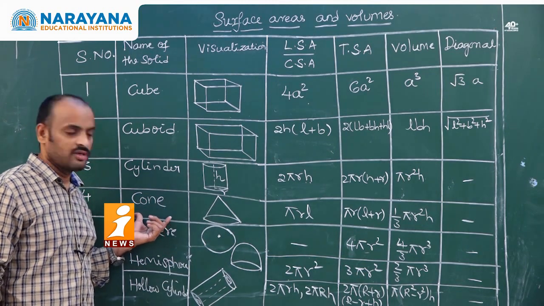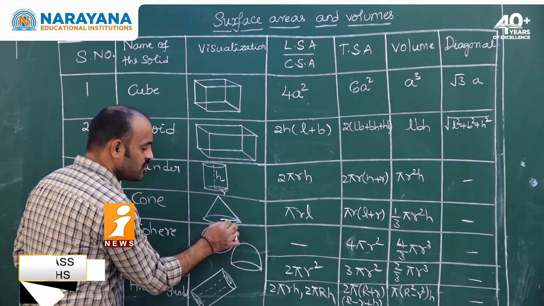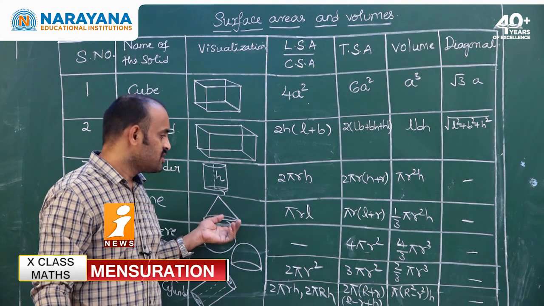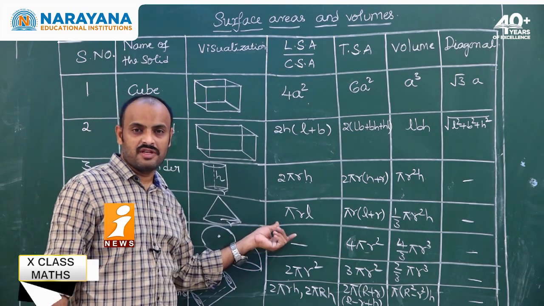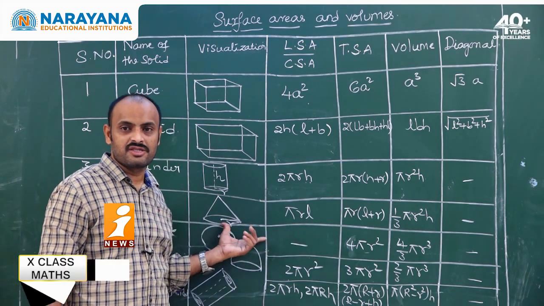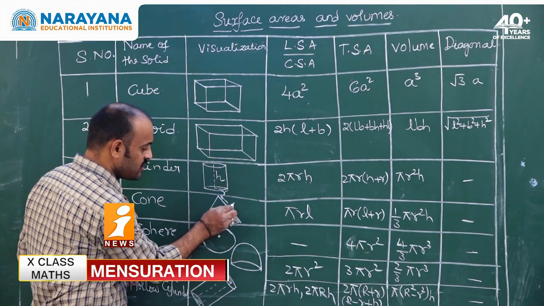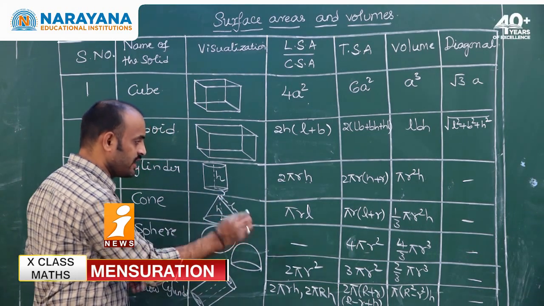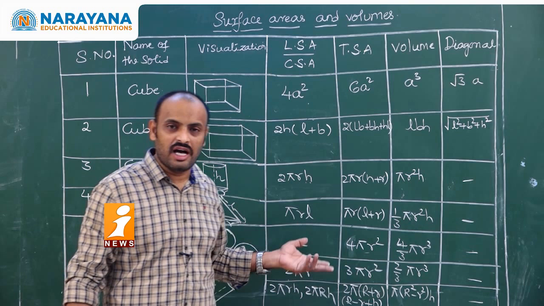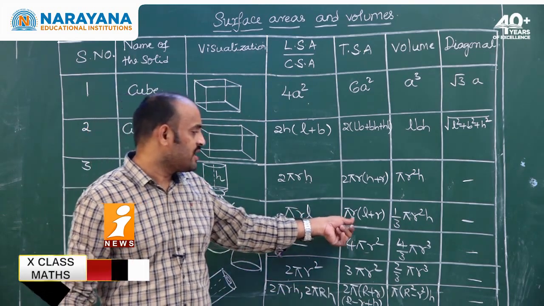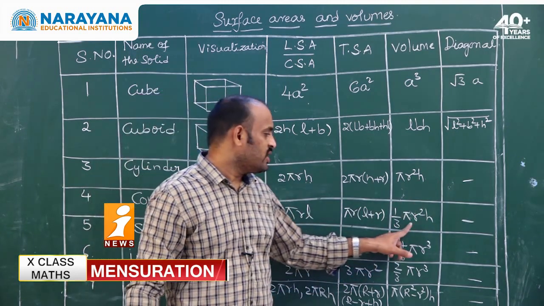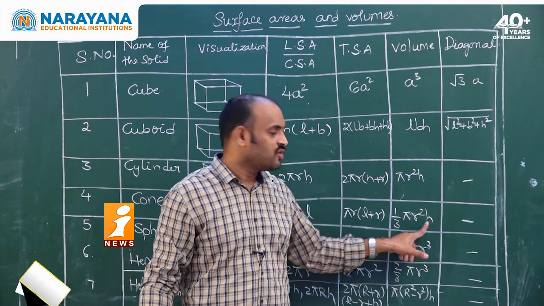Next comes cone. A cone contains two surfaces, one plane surface and the other curved surface. The lateral surface area or curved surface area of the cone is pi r l. What is r here? Radius of the base. What is l here? Slant height. Total surface area is pi r times (l plus r). Volume is 1/3 pi r square h, where r is the radius of the cone and h is the height of the cone.